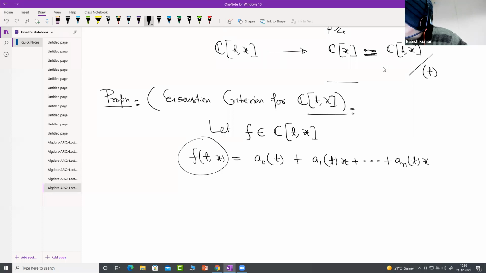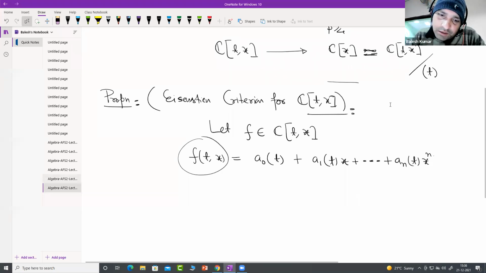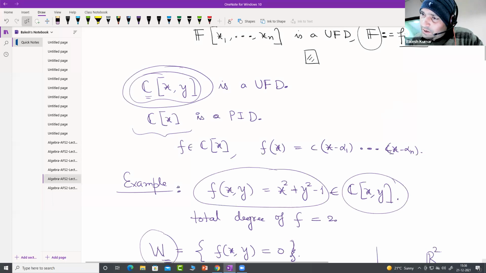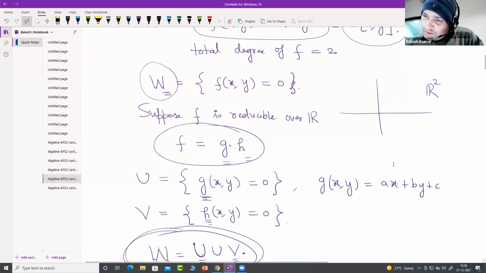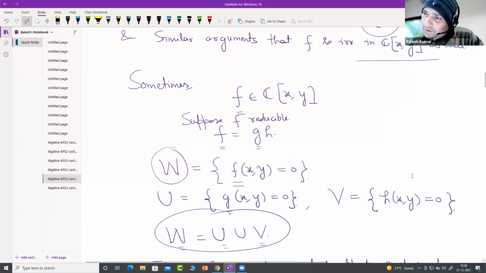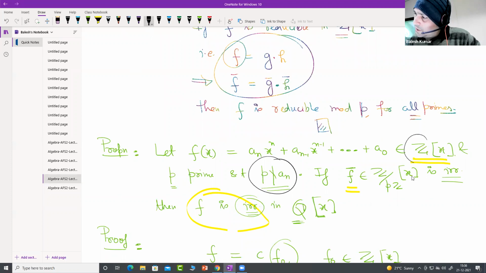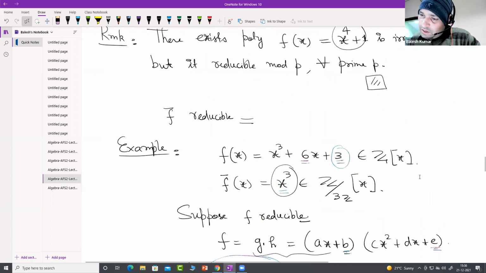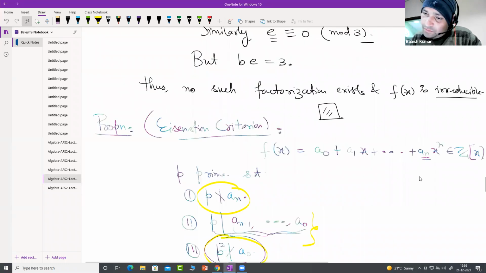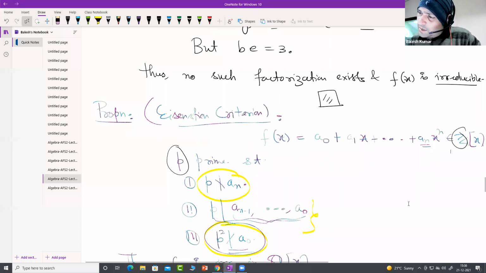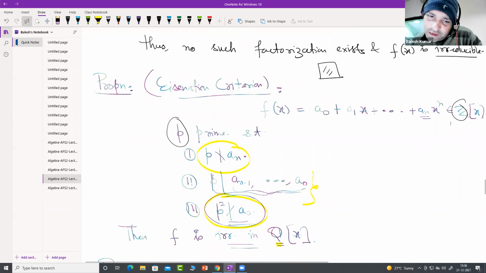So we have this polynomial, and now let us impose a similar condition to the one we saw in the Eisenstein criterion for integer polynomials. There we took an irreducible or prime element inside Z, and then put certain conditions. Let us try to put similar conditions in this case as well.